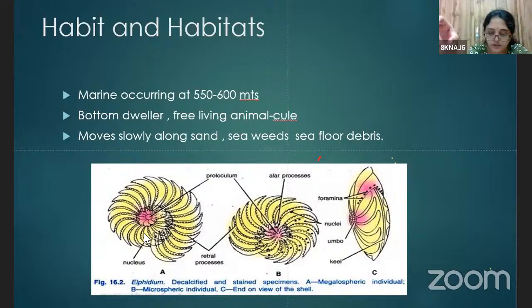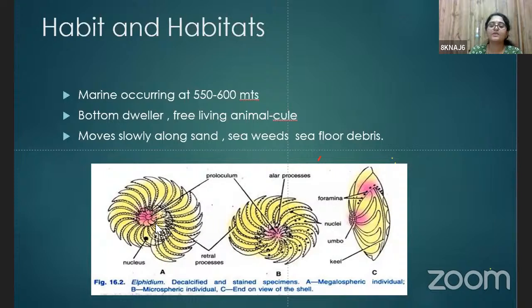New chambers keep being added, and then the nucleus divides initially by meiosis, that is reduction division, and then by simple mitosis to produce several haploid nuclei, and one adult microspheric individual, or a schizont, this one. So the formation of the microspheric form takes place by sexual reproduction of the megalospheric form.